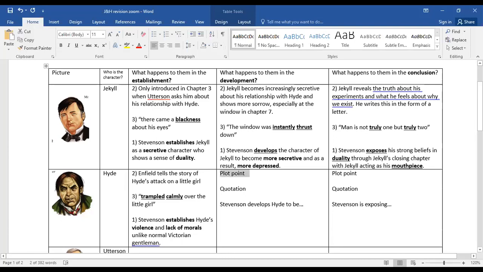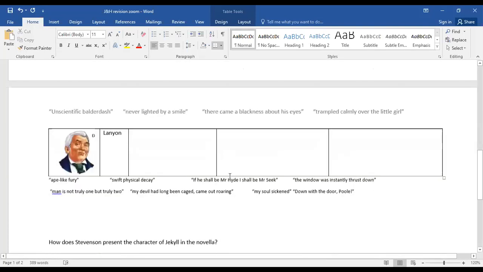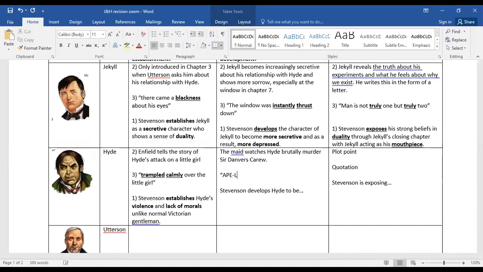How does he develop? Well, in the middle of the story, the murder of Sir Danvers Carew. And the crucial quotation, this is a great quotation to make, "like fury". This is a crucial thing to analyze. Do not forget that Darwin's theory of evolution, the idea that we evolved from monkeys, was new during this time. Normally humans would evolve, but we see Hyde devolve over the course of the novella. So Stevenson develops Hyde as the novella goes on.